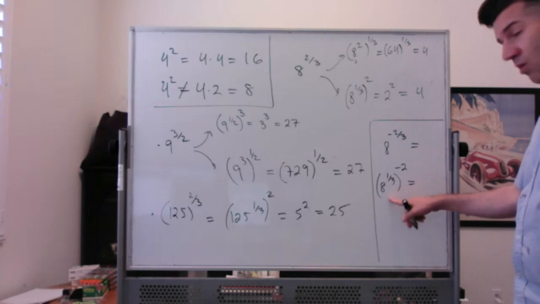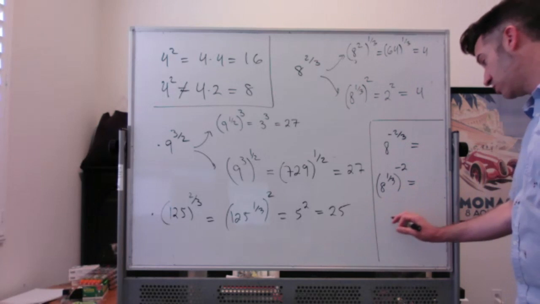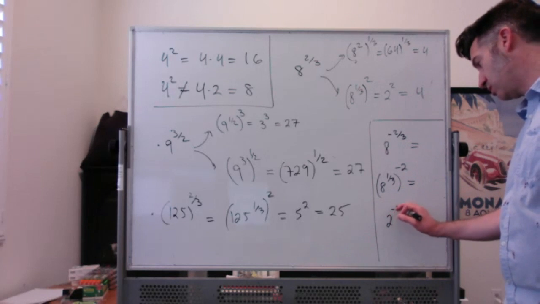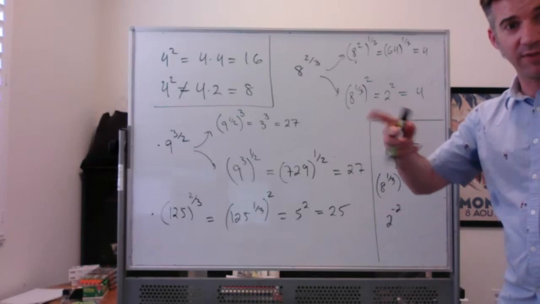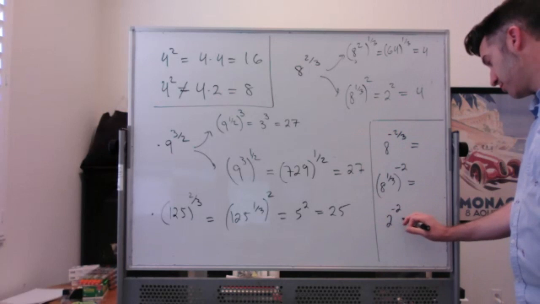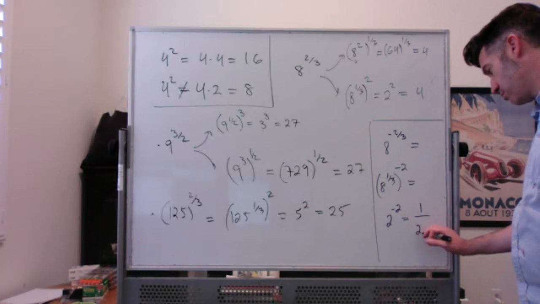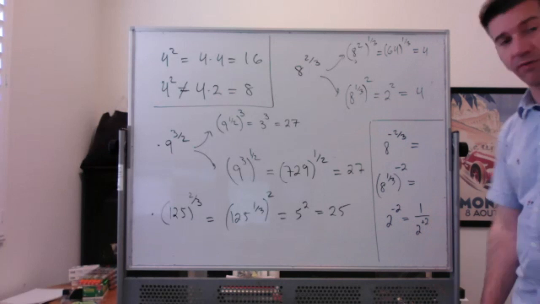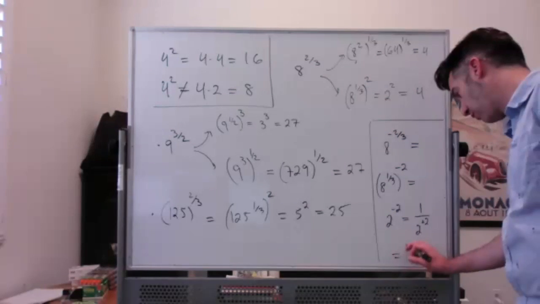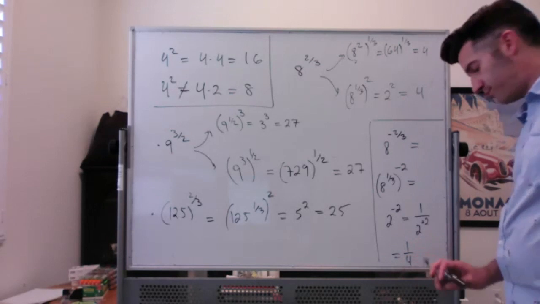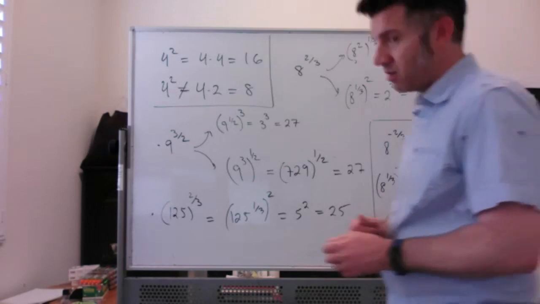And then 8 to the 1/3 power is the cube root of 8, which is 2. Now I've got 2 to the negative second. And I know a negative power just gives me a flip. It's 1/2 to the positive second. I wouldn't normally write the positive. And that's going to be 1/4.